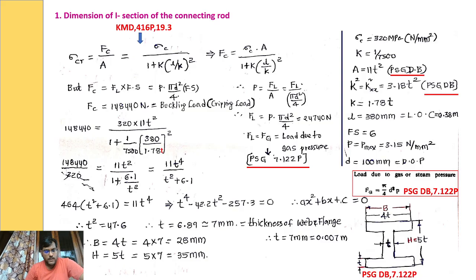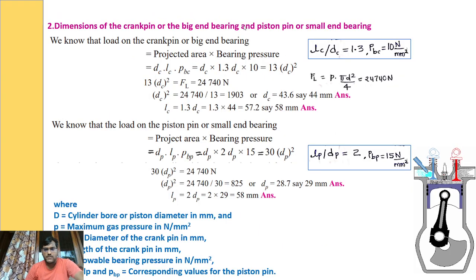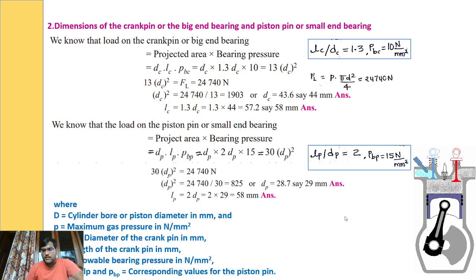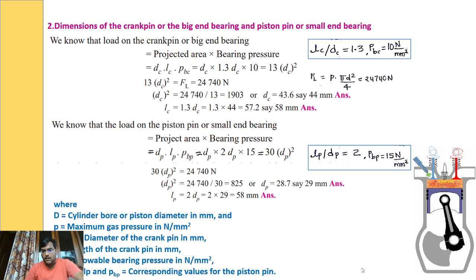So this is a very, very important point. This is for 7 marks they will give. They will ask for 7 marks in the end examination. Okay, and the next one is dimensions of the crank pin and big end bearing, and piston pin and small end bearing. See here, this is the piston pin connected to the piston. This is the crank pin connected to the crankshaft.